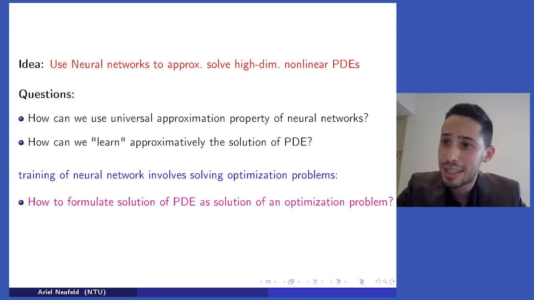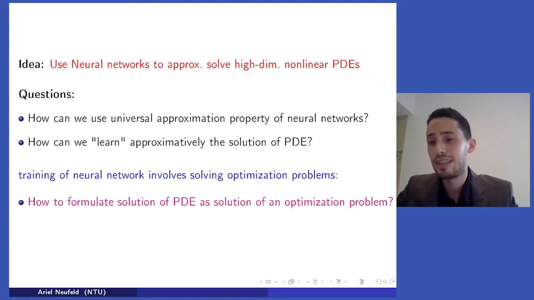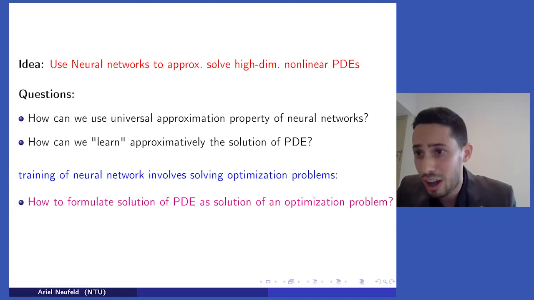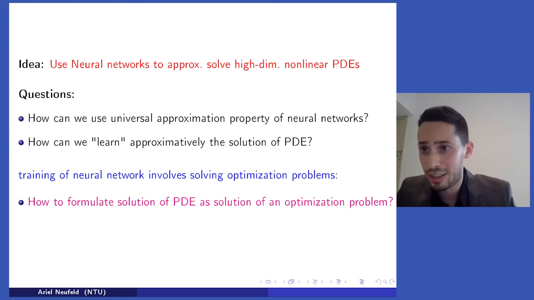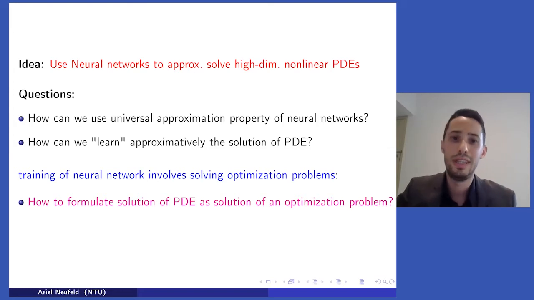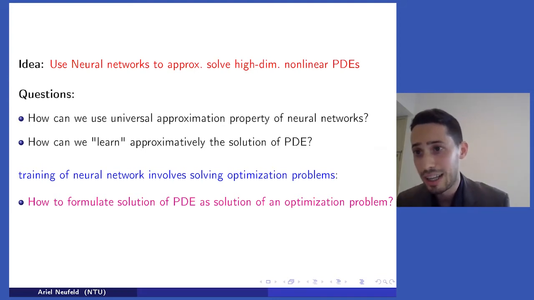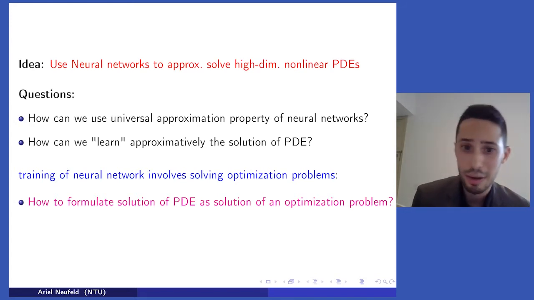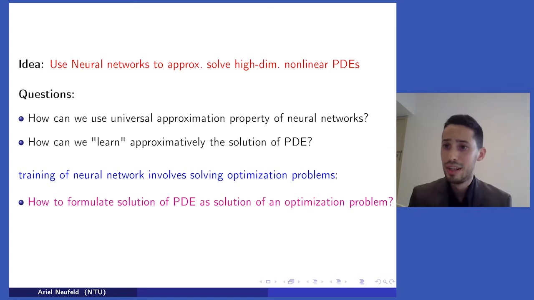The theorem is an abstract one, in the sense that you have this density property of the set of neural networks, but of course nobody tells you how to find a good neural network which approximates the continuous function you would like to learn, for example, the solution of the PDE. So how can we use the universal approximation property of neural networks such that we can learn the solution of our nonlinear PDE? And so how can we learn the solution of the PDE?